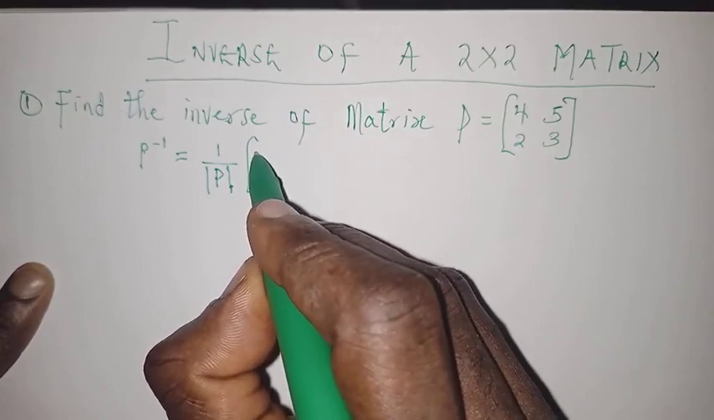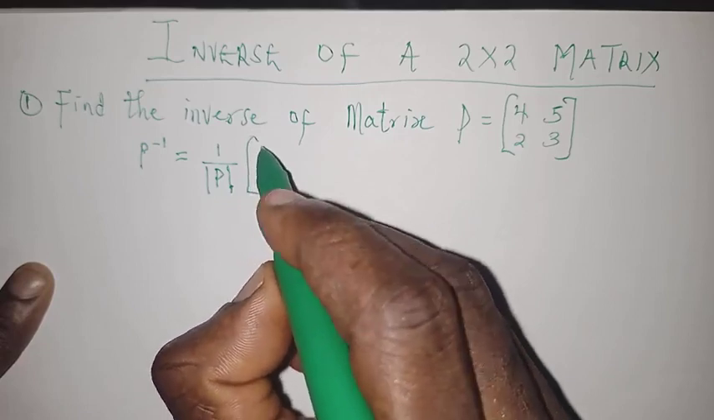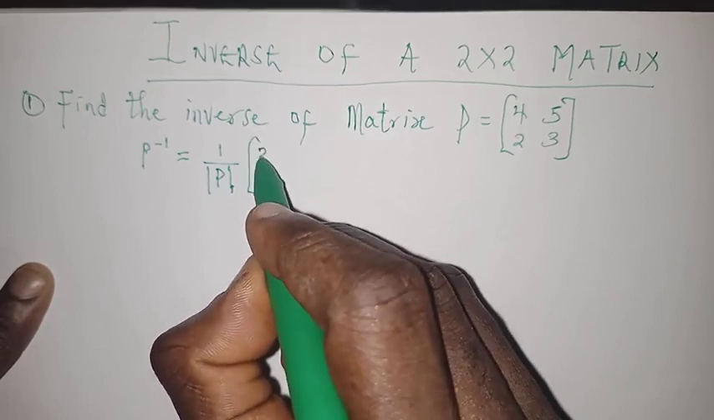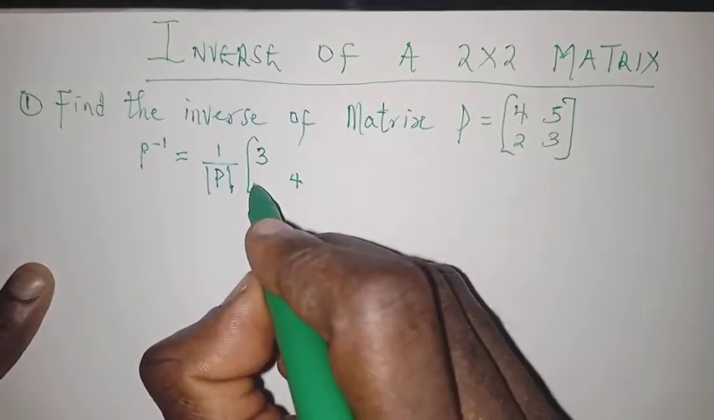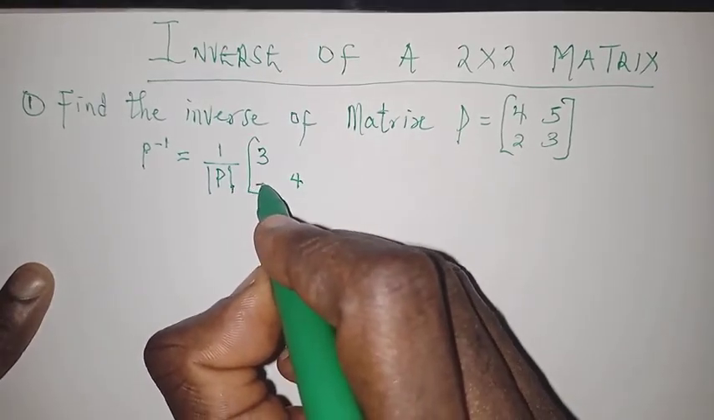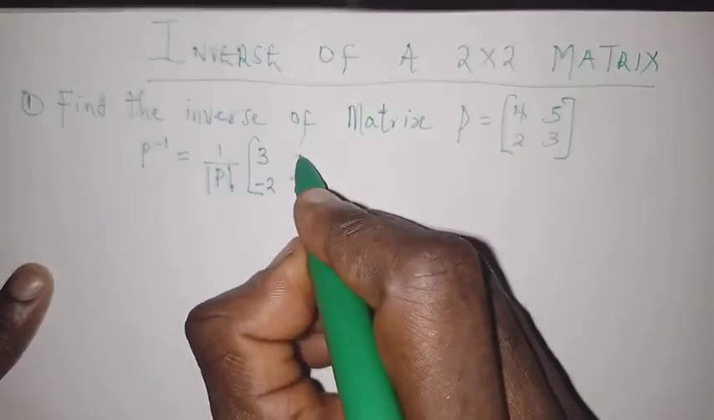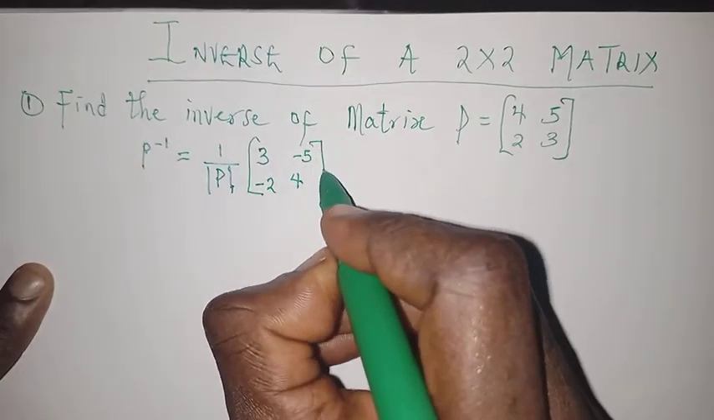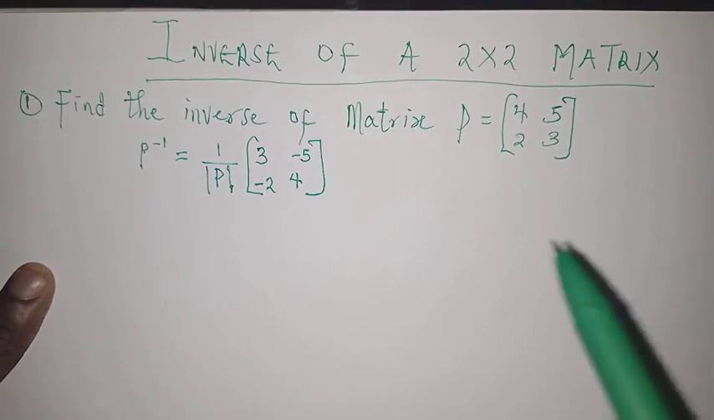So just take note of what I'm going to do now. We are going to switch the 4 and 3. So this is going to be 3 and 4, whilst making the other sides negative. So this is going to be negative 2 and negative 5. Okay, so that is how we get the inverse of matrices.